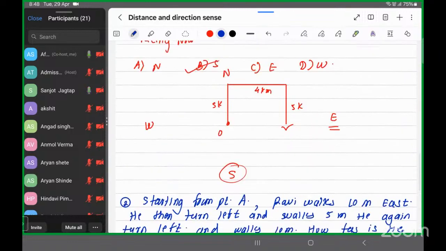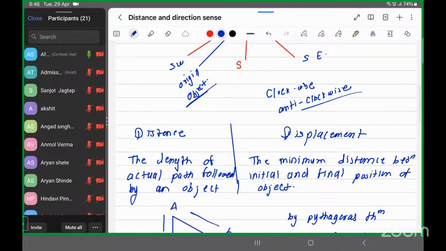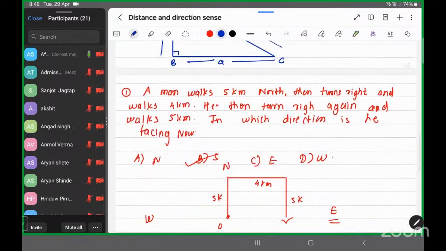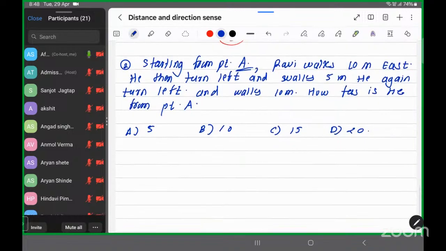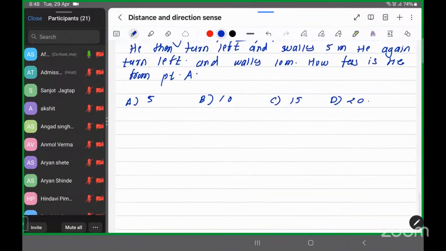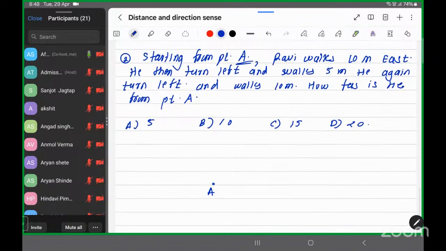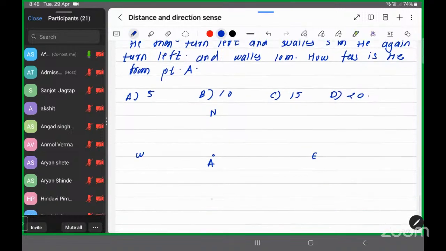See, whenever distance or displacement is asked in the direction sense, then we always find the shortest one only, and it asks from the point A. It doesn't ask about the whole journey, so we have to find the shortest. If it asks about the journey, then we have to add all the things. If it doesn't ask about the journey, then we just go for the distance from point A.